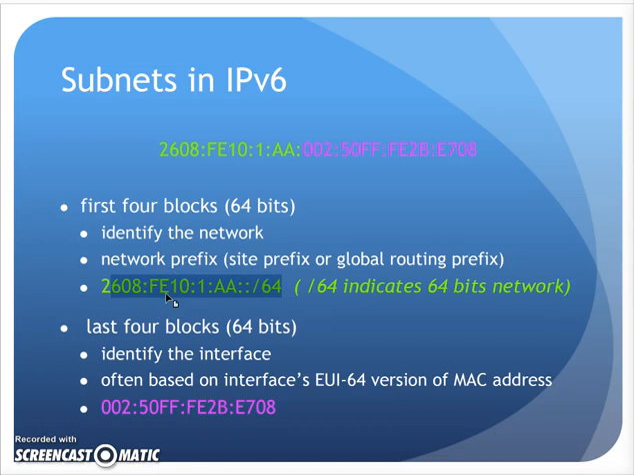The first half is indicating the network portion, if you will. The last half of my address, the remaining 64 bits, this identifies the interface. This would almost be like the host portion. This identifies the interface, the node, the device, the thing on the network.